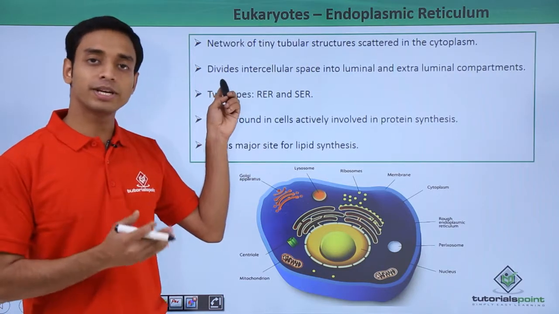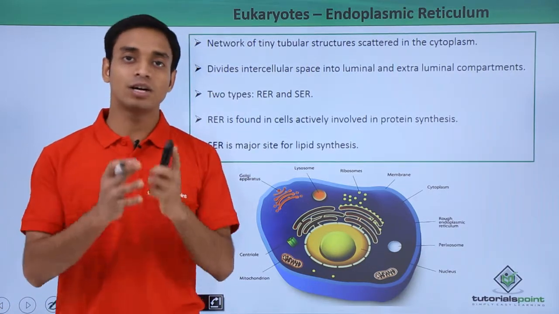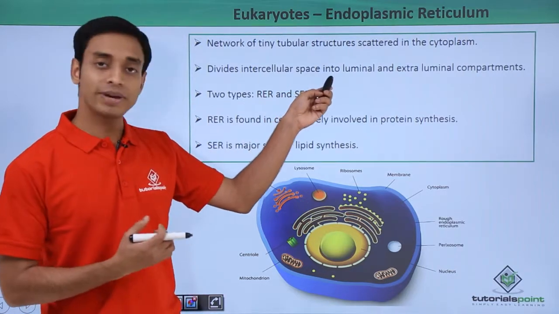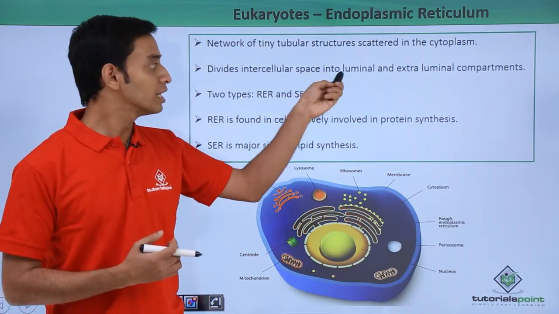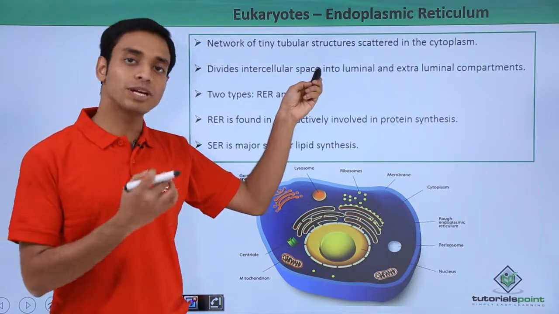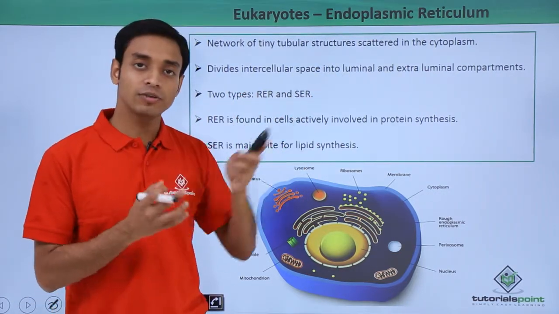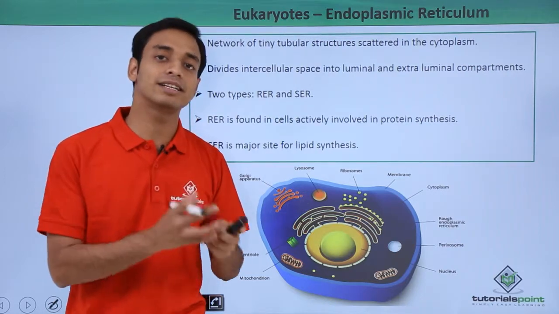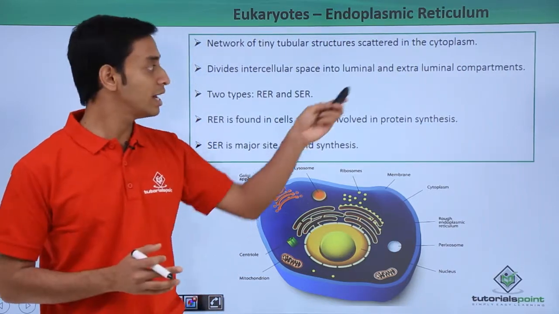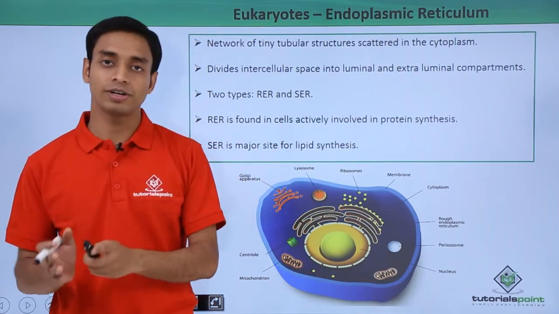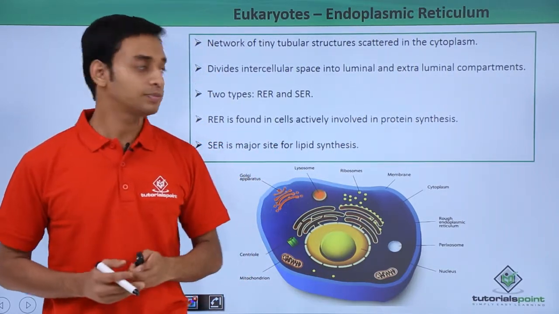So this endoplasmic reticulum divides the whole cytoplasm into two compartments. The first inner space is known as the luminal space. So the endoplasmic reticulum divides the intracellular space into the luminal, which is the space inside the endoplasmic reticulum, as well as the extraluminal compartment, which is the space outside the endoplasmic reticulum, that is the cytoplasm.